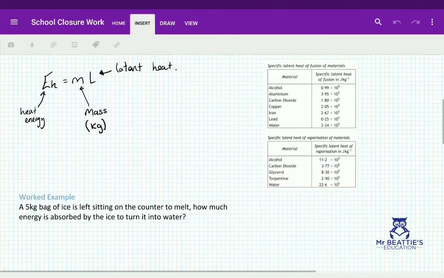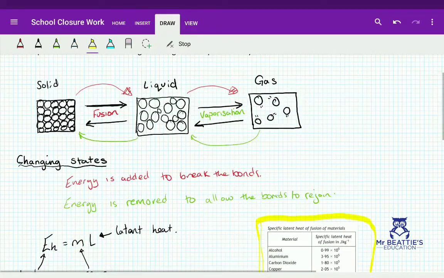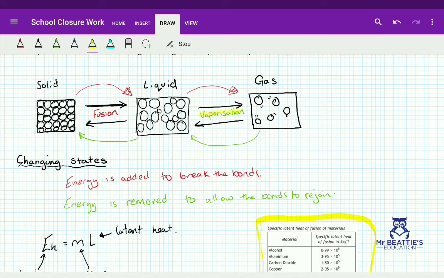And as promised, if you go onto the OneNote, I have embedded in here a snapshot from the SQA documentation that gives us the specific latent heat of fusion of materials and specific latent heat of vaporization of materials. Now, as a reminder, vaporization is when we go from liquid to gas, and fusion is when we're going between solid and liquid.